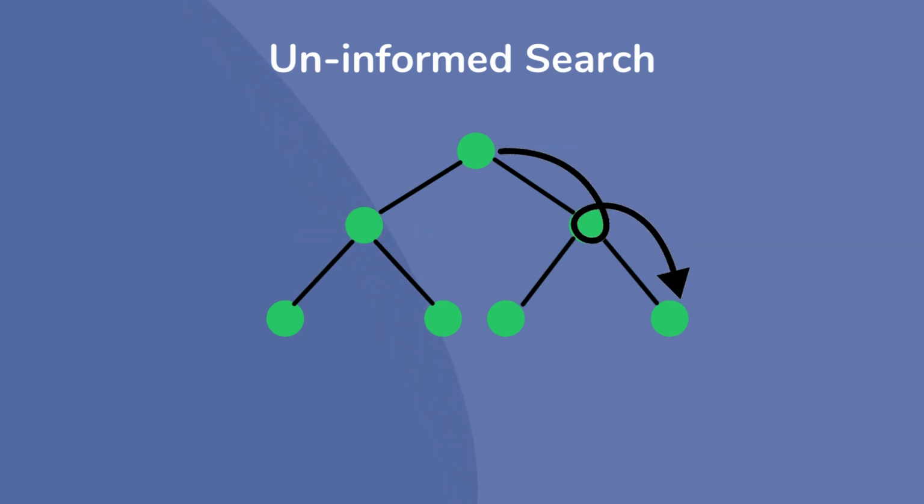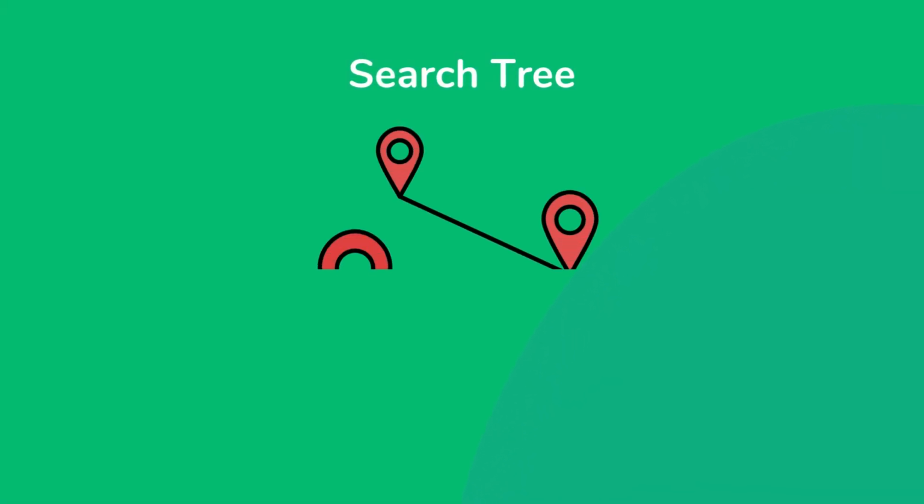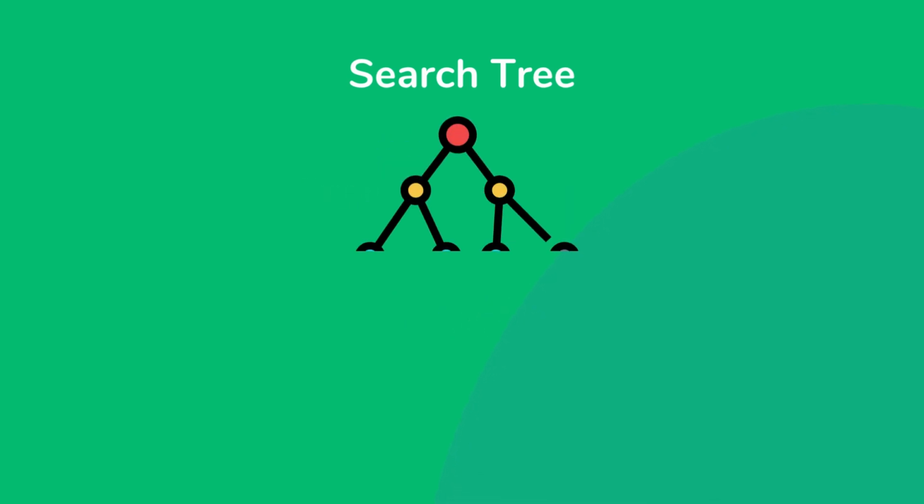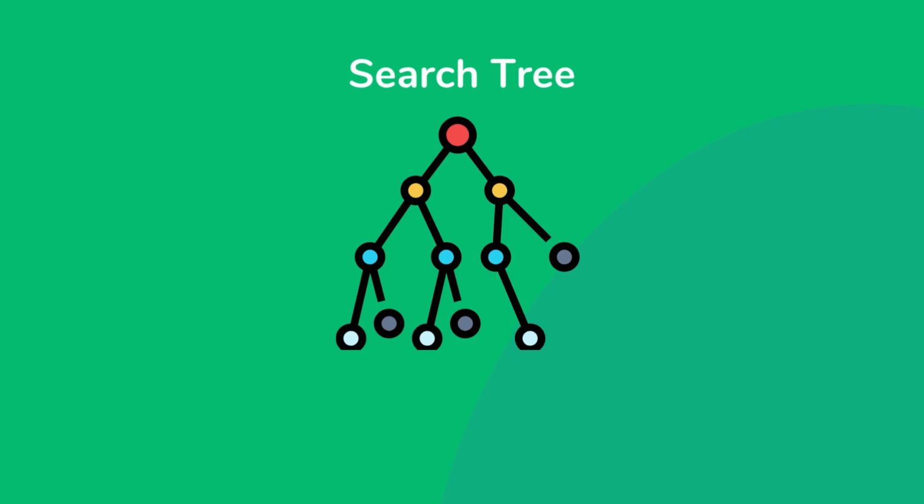Let's begin by understanding the idea of a search tree. Imagine you're trying to get from one city to another on a map. Each city is a node, and the roads connecting them are edges. The search tree represents all the paths you could possibly take, branching out from your starting point. The goal of search is to find a path through that tree that leads to your destination.